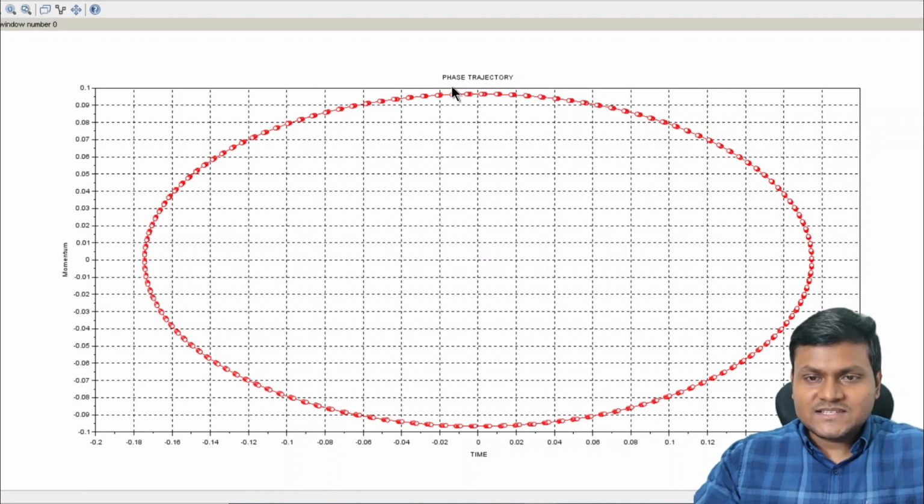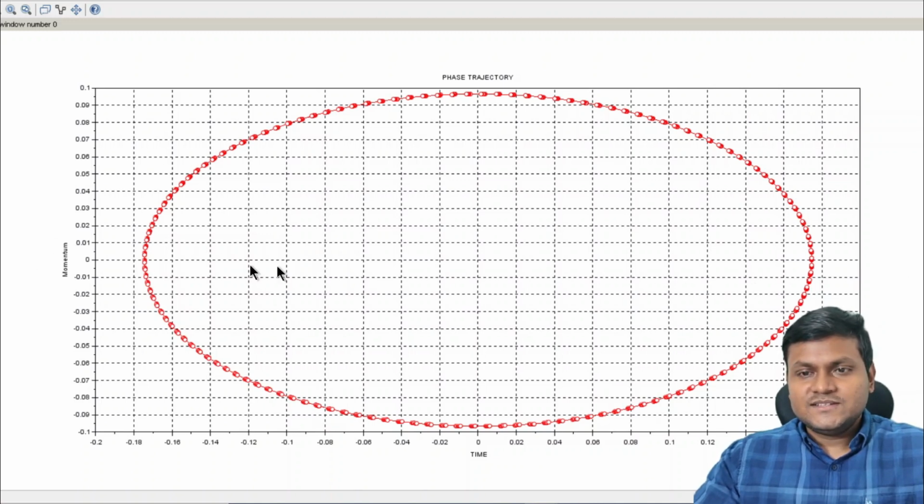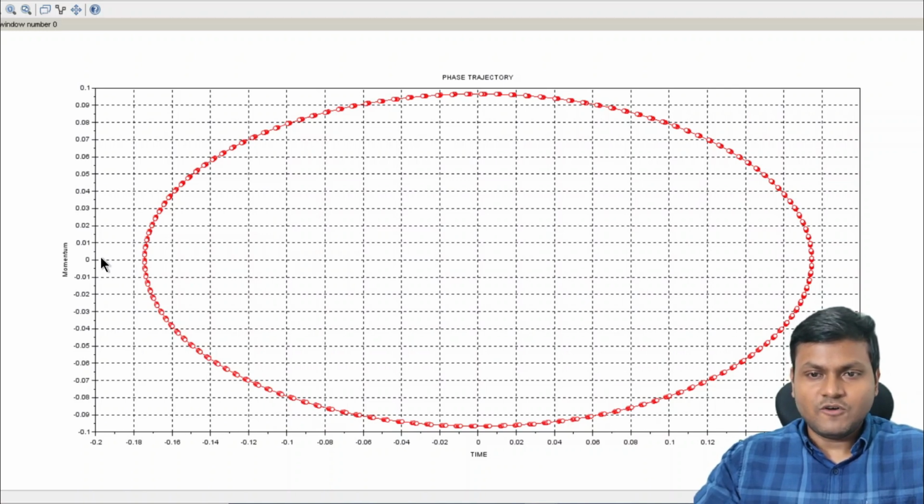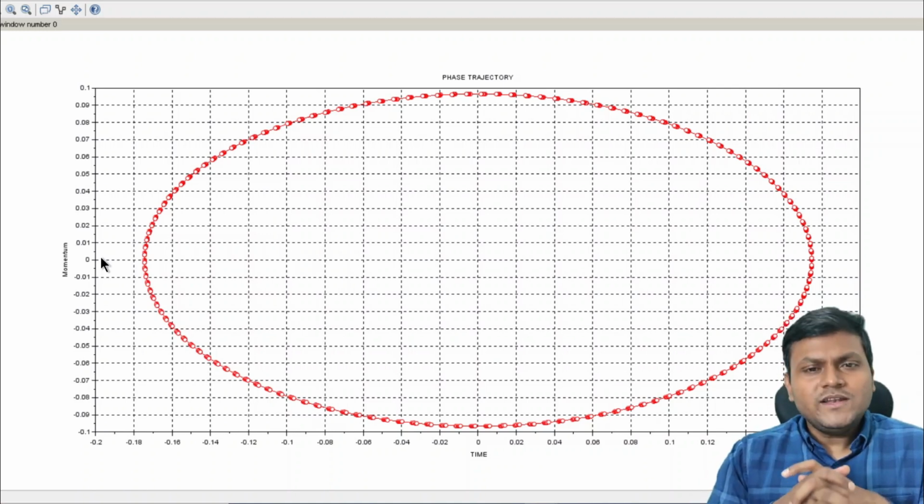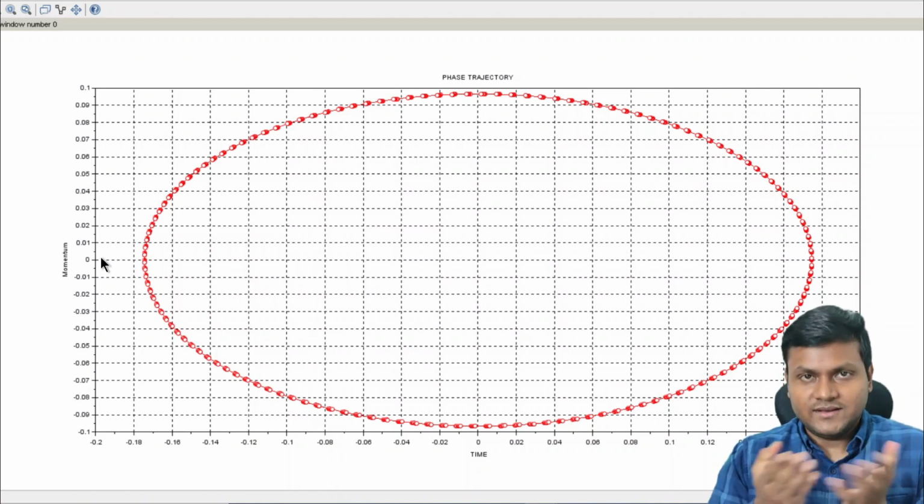So the y-axis represents the angular momentum magnitude and the x-axis represents the angular displacement. Clearly you can see that some kind of an ellipse has been formed. So this is a phase space trajectory for small angles. Now the question is, what if we look at the phase space trajectory for larger angles?